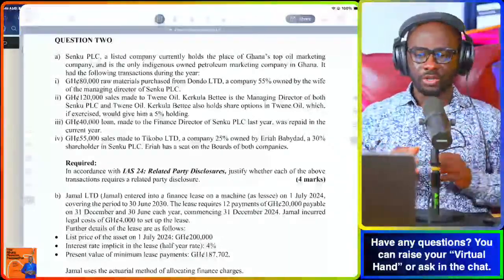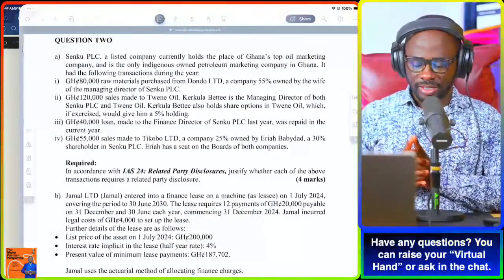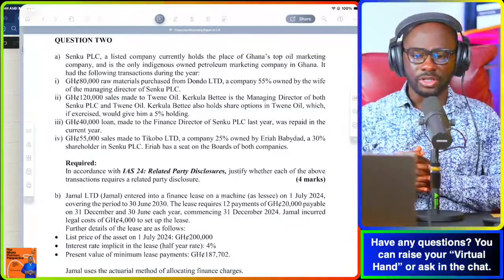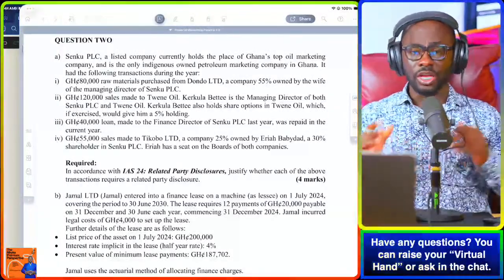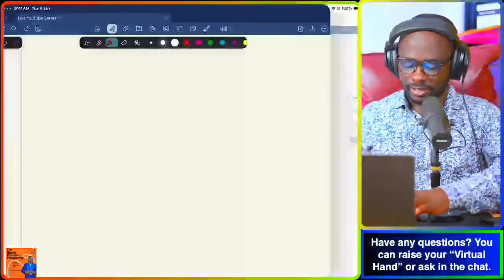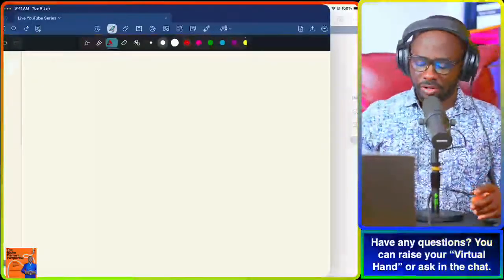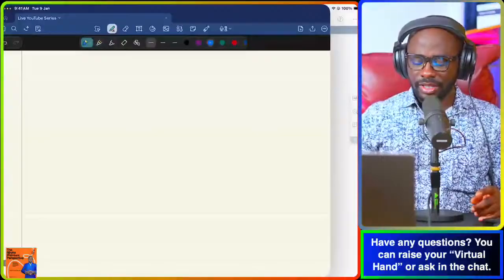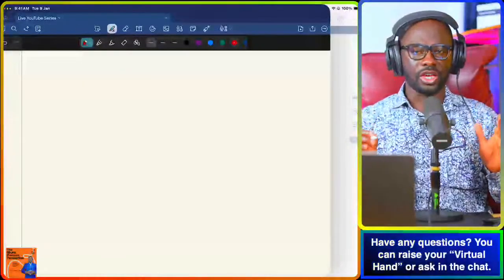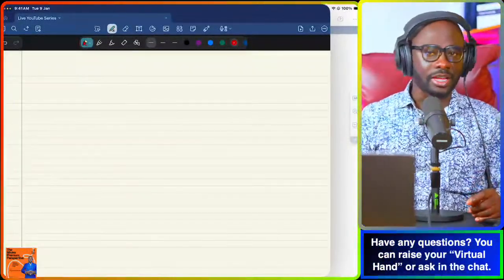So March 2026 ICAG examination, financial reporting, we are looking at question 2 and focusing on the accounting standards. Now, as you are preparing yourself for the examination, there are a couple of things I want to quickly share with you when it comes to the accounting standards.